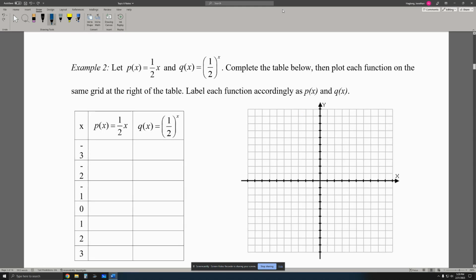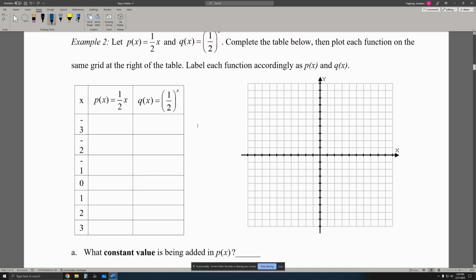Okay, so let's try example 2. Here we have p of x equals 1/2 x and q of x equals 1/2 to the power of x. As before, we'll fill out the table of values. So starting with p of x, I'm going to graph this one in red. So p of x is 1/2 x. If I were to plug in -3, we would have 1/2 times -3, which is equal to -3/2. If I plug in -2, 1/2 times -2 is equal to -1. If I plug in -1, that's going to give us -1/2. If I plug in 0, we get 0.